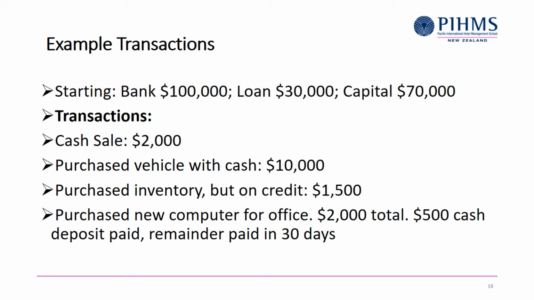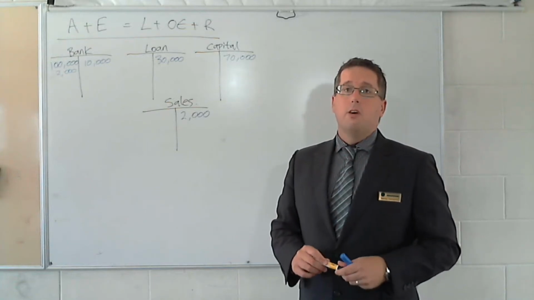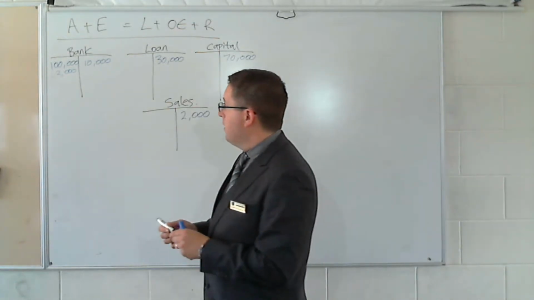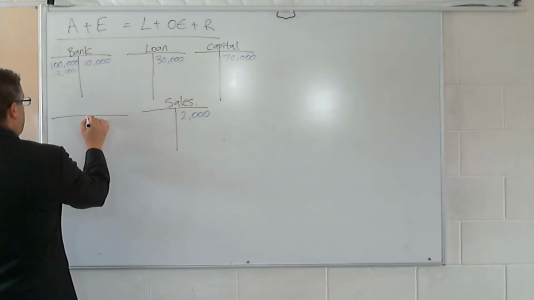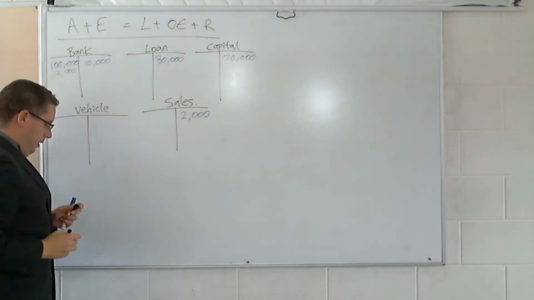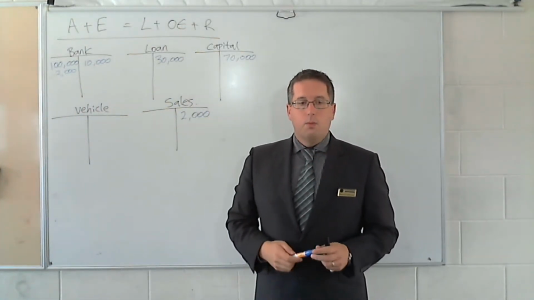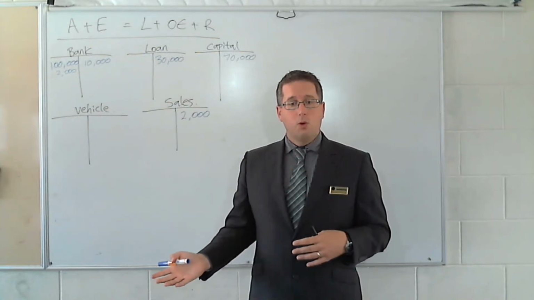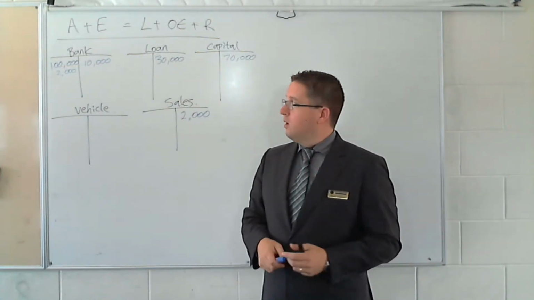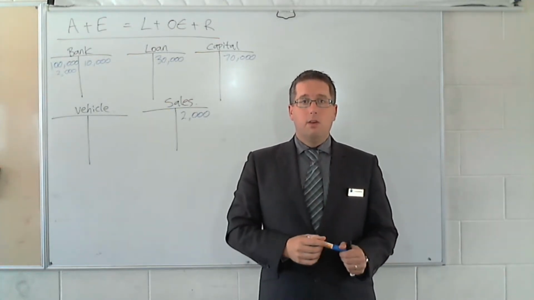Okay, so the other side is we purchased a vehicle with cash, $10,000. So to record this, well, we need another T account. We've now got a vehicle. Hooray, we can drive around. So we now have a vehicle. New T account, and we think, okay, what was the balance before? What was the balance after? Well, we didn't have a vehicle before, the balance was 0. Now we have a vehicle.